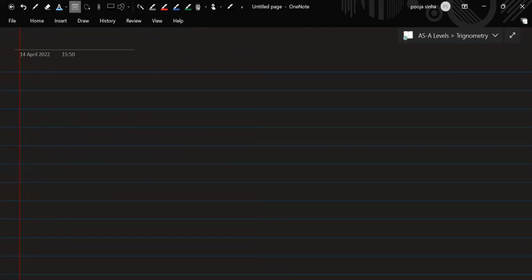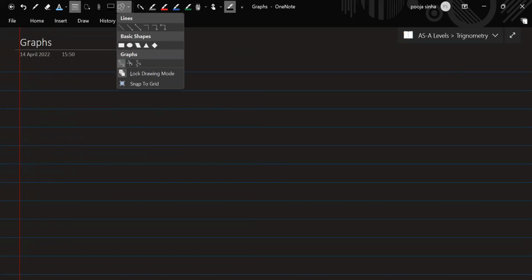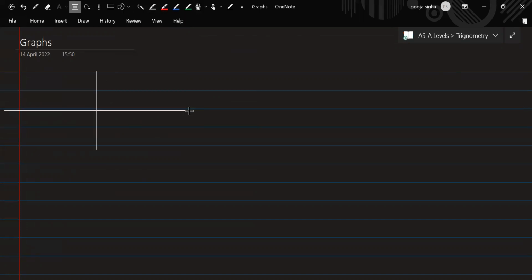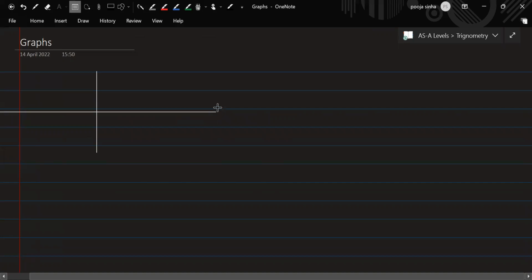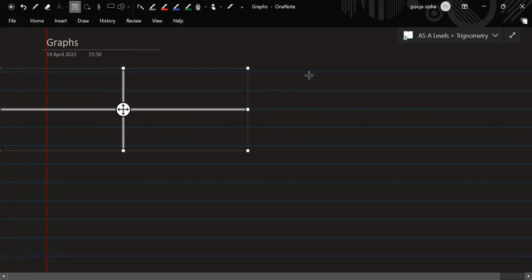Let's do the graph. So tell me, how was our sine theta graph? So I'm going to draw sine के लिए सबसे पहले.